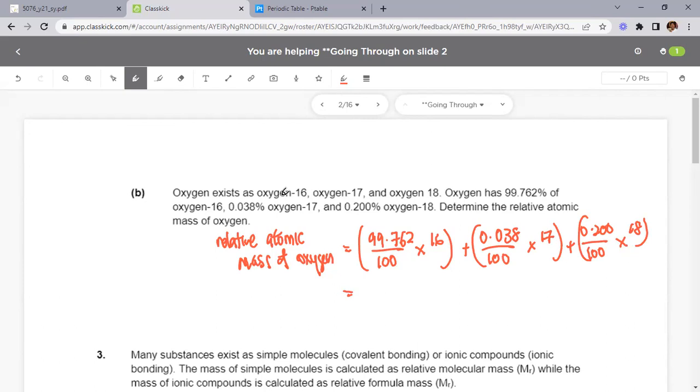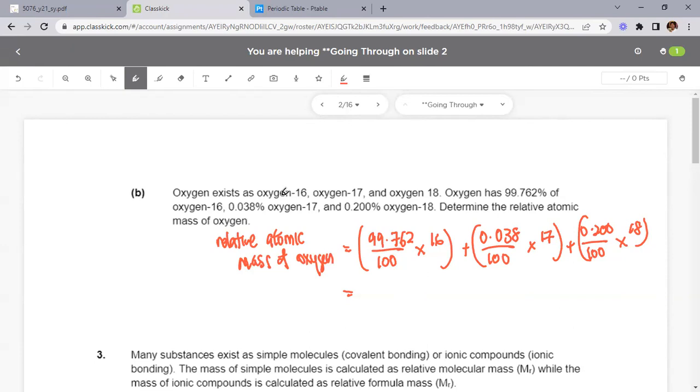Oh no. Sorry, I realized I pressed wrongly. You can see I have a very long calculator entry. 0.038 divided by 100 times 17 plus 0.200 divided by 100 times 18.